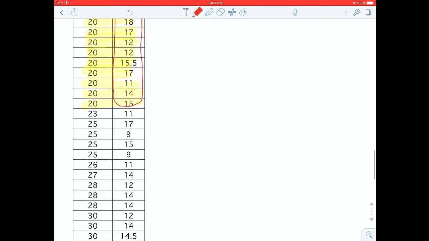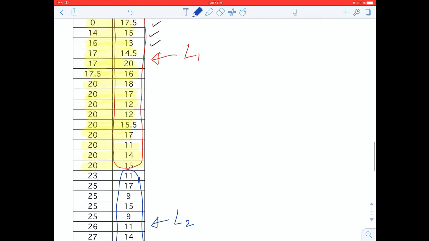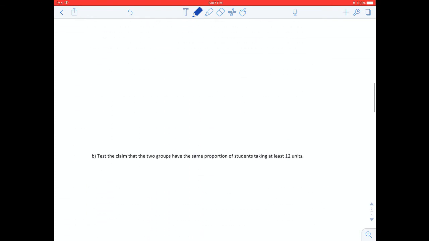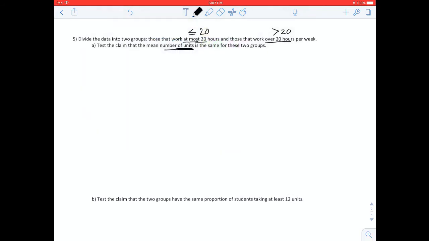And then for those people over here, let me get another color, these people, you take their units and put it in a different list. All right, after you've done that, find the mean and standard deviation. So here's going to be the people that have less than or equal to 20 hours of work, and these are people that have over 20 hours of work.